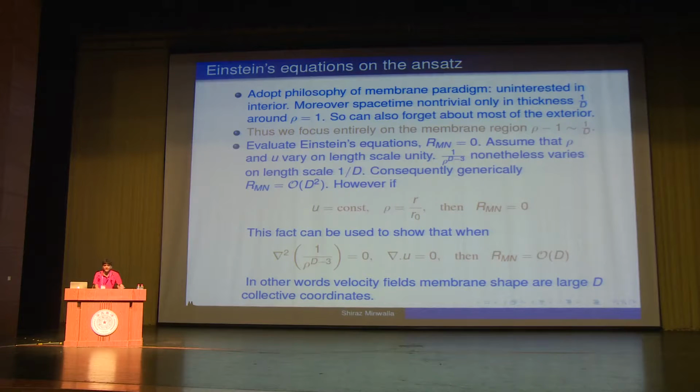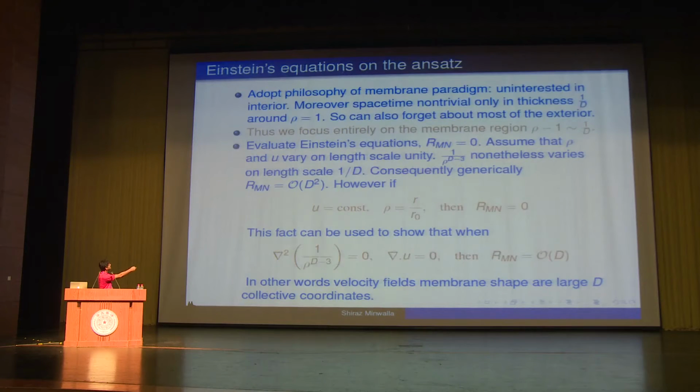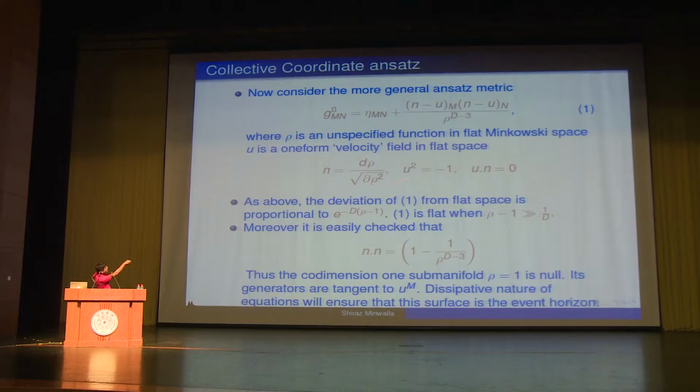Okay? So now, so far I've just written down metrics for you. I now want to try to promote these metrics to solutions of Einstein's equations. So this is how I proceed. The first thing I do is the following. I ask myself, suppose I have a metric of this form and I evaluate Einstein's equations on it in this membrane region. This region within a distance 1 by d of the surface rho equals 1, I'm going to call the membrane region. So suppose I evaluate Einstein's equations on this metric in the membrane region. What should I expect terms in this equation to evaluate to in powers of d?